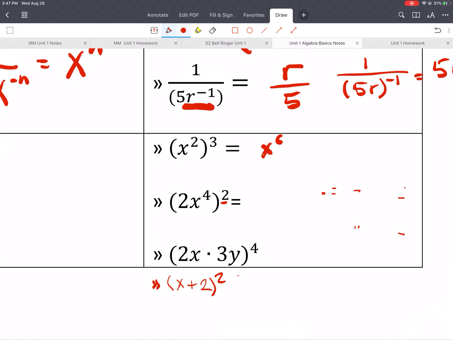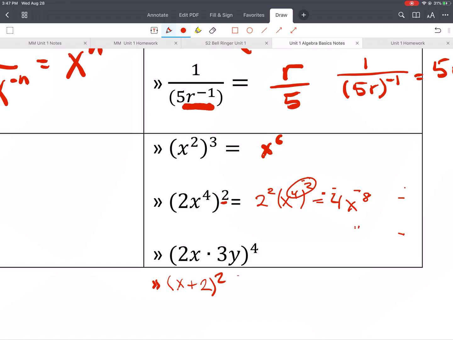Sorry about that. Okay, so the 2 would go to the 2 as well as the x to the 4th. Okay, so this would be like the same thing. And then we would end up getting 4x to the 8 because we multiply these numbers.